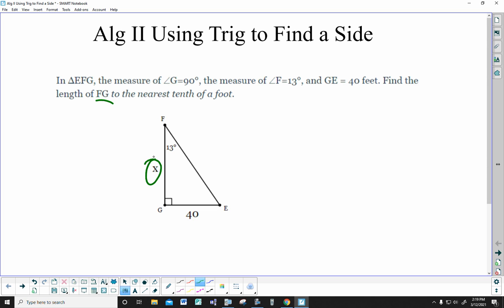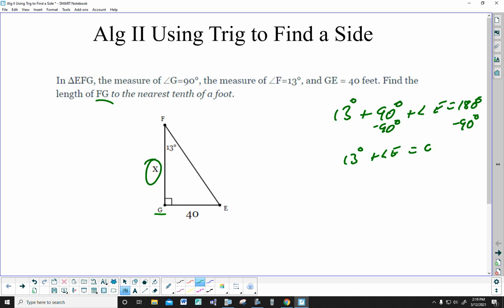You know all the angles add up to 180 degrees. So 13 plus 90 degrees at G plus angle E has to be 180 degrees. If you cut the 90 off, what I want you to see is 13 degrees plus angle E has to be equal to 90 degrees. So these two angles have to be complementary. They have to add up to 90.